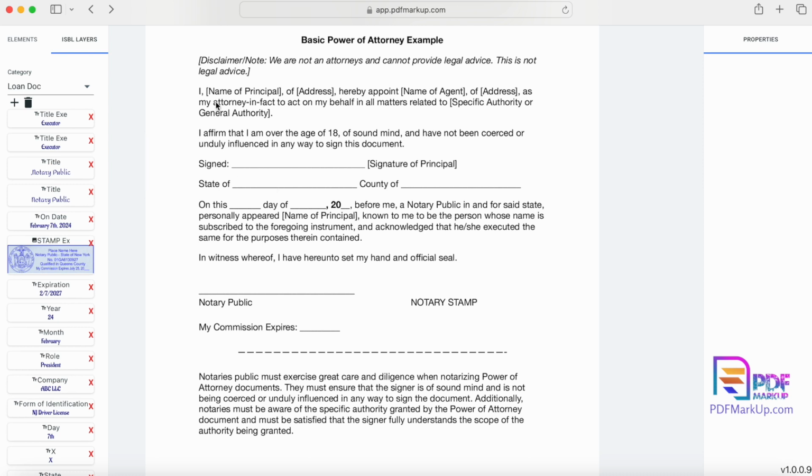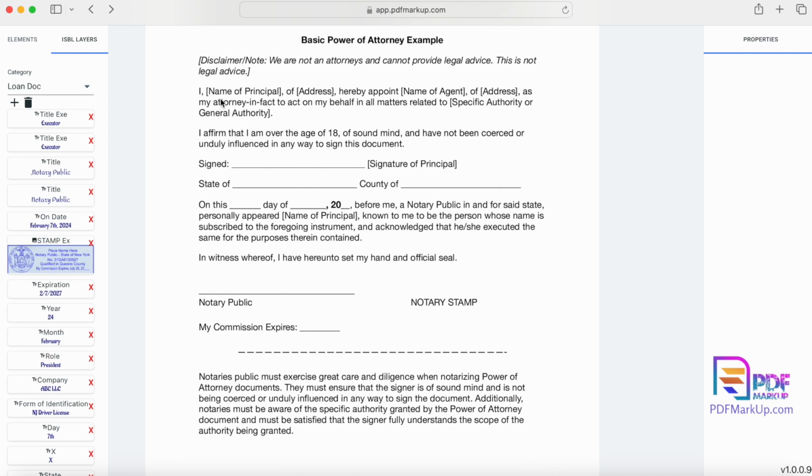So basically, it reads, I, blank, name of the principal and address, hereby appoints, name of agent and address, as my attorney in fact to act on my behalf in the matter related to specific authorities or general authorities. In this book, it's going to go over with you who the principal, the agent, and so forth is, to help you understand what you see here. I'm just going to go in with you and tell you how to fill this out.